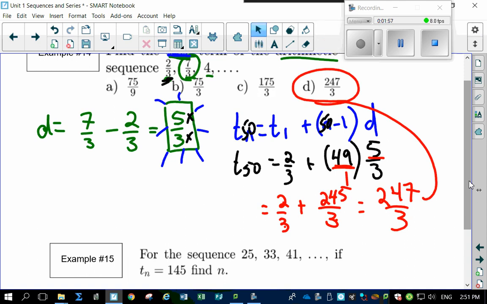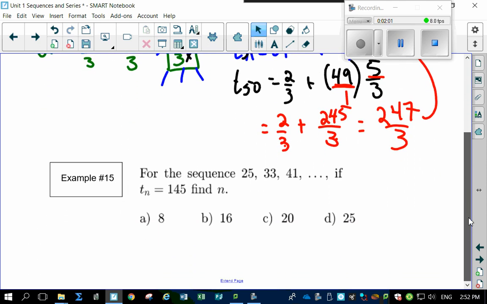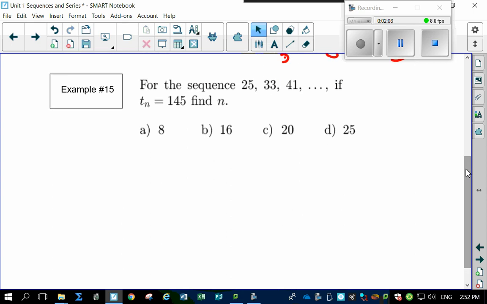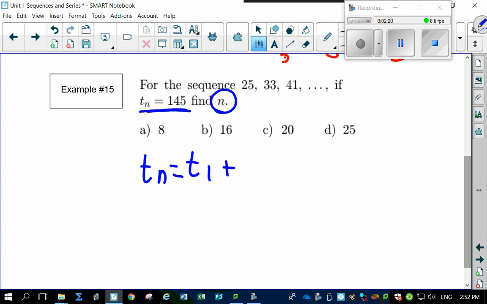Piece of cake. So let's keep going here. Let's look at another example right down here. It says for this sequence, we've got 25, 33, 41, and so on. If Tn is 145, find what term that is. What number is that? Go back to the formula, Tn equals T1 plus n minus 1 times D. There's the formula. Start figuring out a few things. You've got to find D, that common difference it goes up by.